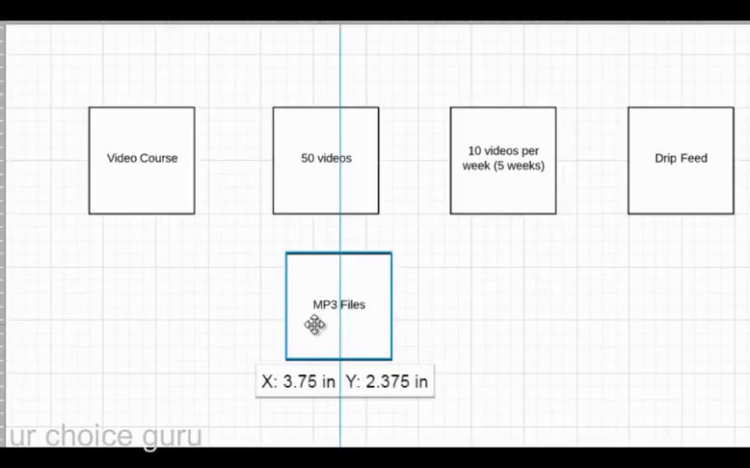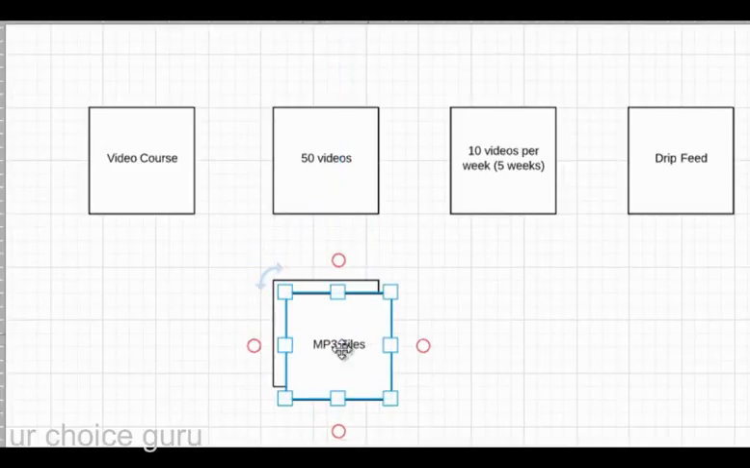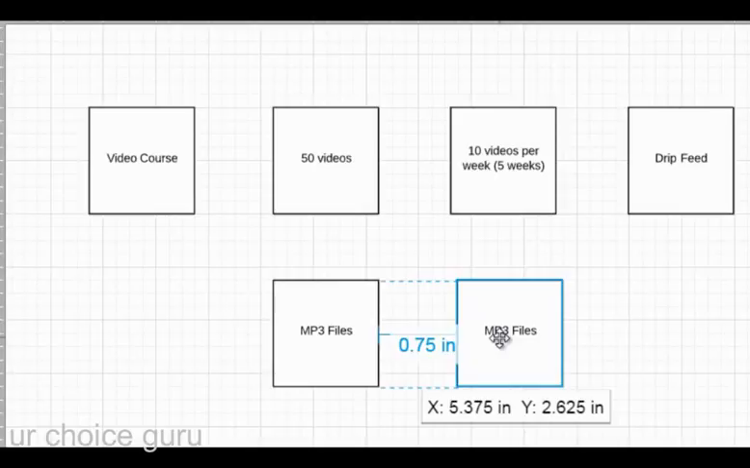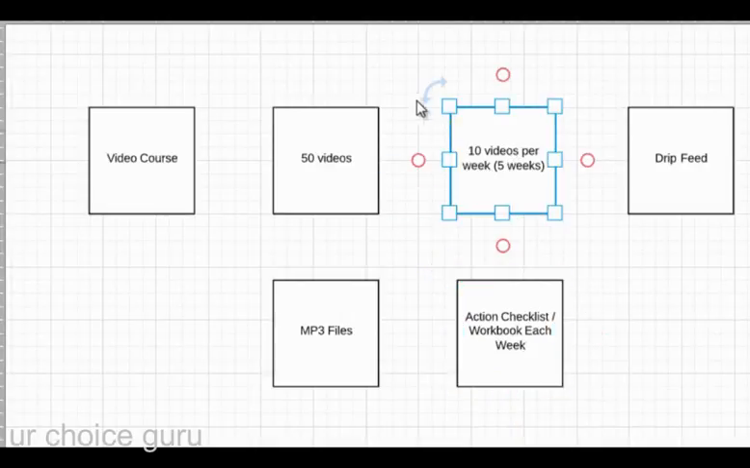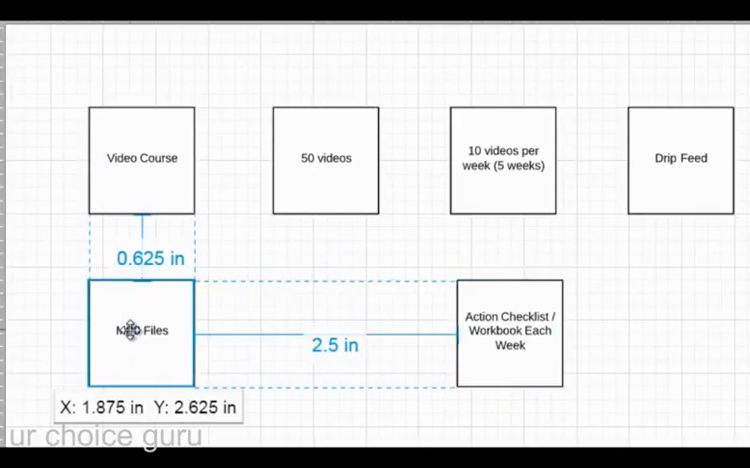And maybe to get them to actually complete the work, I'm going to include some sort of action checklist or workbook each and every week. So that means they get 10 videos per week, plus they also get this many things per week as well. So video course, MP3 files, those are just mediums.